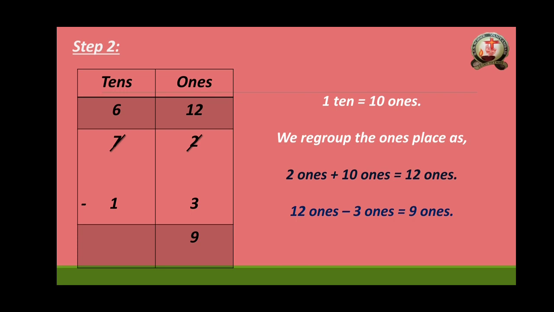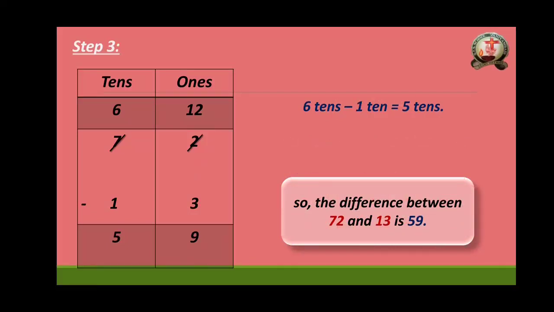So now we can subtract 3 from 12 because now 12 is greater than 3. Okay, so see here 12 minus 3 is equal to 9. Okay children, so now we got the answer in ones column. So after that what we have to do? Yes, the next step is we have to move on to the tens column. So see here in the tens column we have 6 and 1, right? So is it possible to subtract 1 from 6? Yes. So 6 tens minus 1 ten is equal to 5 tens. So the difference between 72 and 13 is 59.